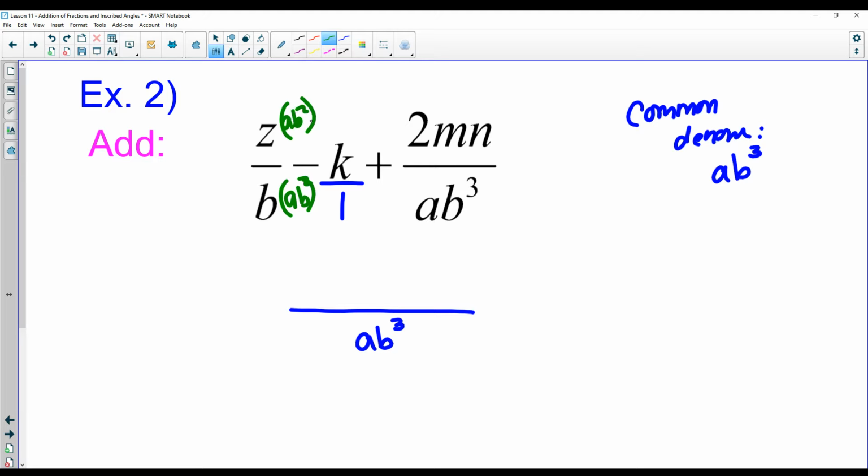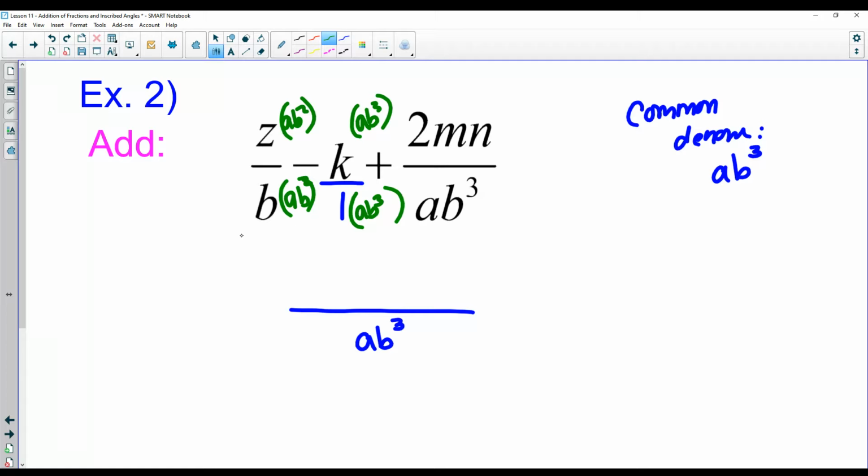AB squared also goes in the numerator. Okay, next up, we have a 1 in our second denominator there, so we're going to need to multiply that by AB cubed, the entire common denominator, top and bottom, numerator and denominator. All right, this last denominator is not going to need any work, right? It's already the common denominator, so we do not need to multiply at all.